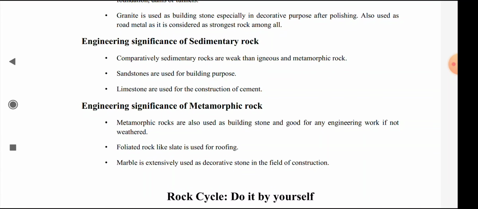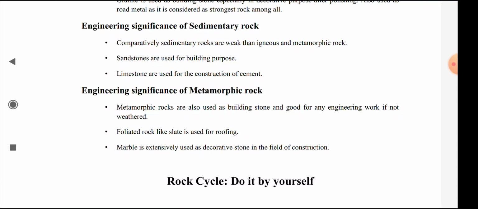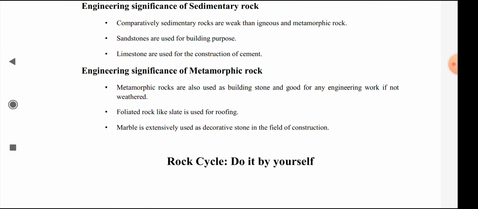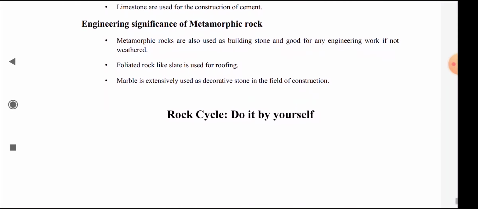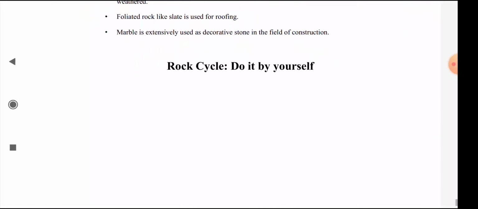Engineering significance of metamorphic rock. Metamorphic rocks are also used as building stone and are good for any engineering work if they are not weathered. Foliated rock like slate is used for roofing. Marble is extensively used as decorative stone in the field of construction.